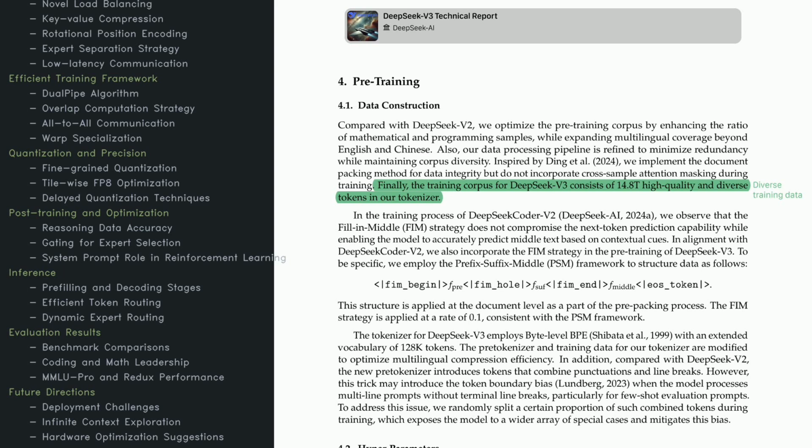The team improved the data corpus from DeepSeek V2 by adding more balanced math and programming texts and broadening multilingual coverage. They also polished the data pipeline to reduce duplicates, ending up with 14.8 trillion tokens total. A clever technique, fill-in-middle, or FIM, helps the model predict missing parts of a sequence without messing up next token predictions. This is done with a prefix-suffix-middle approach. Meanwhile, the tokenizer has a vocabulary of 128,000 tokens, making it more efficient for multilingual data.